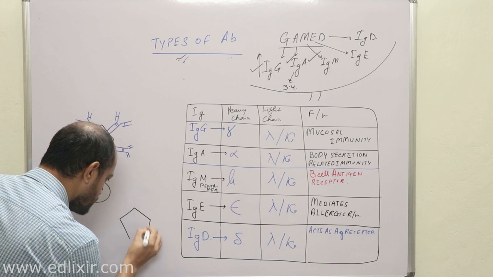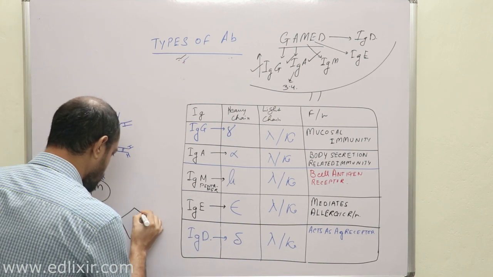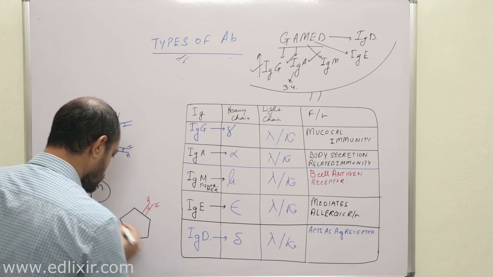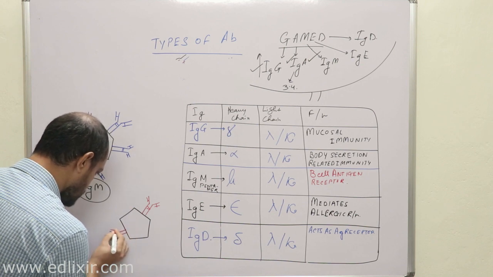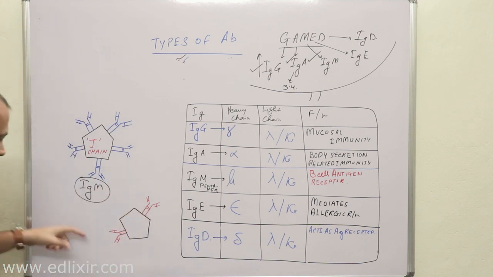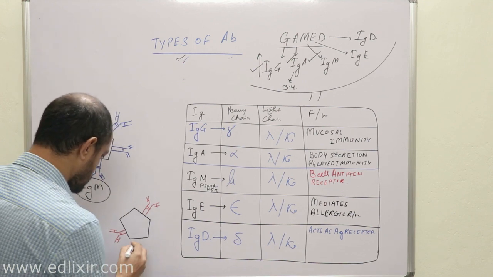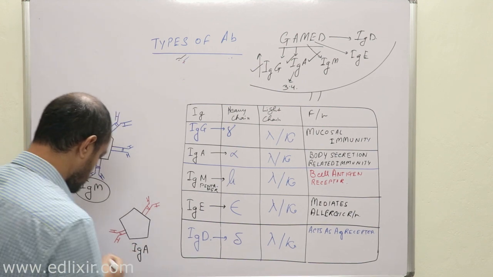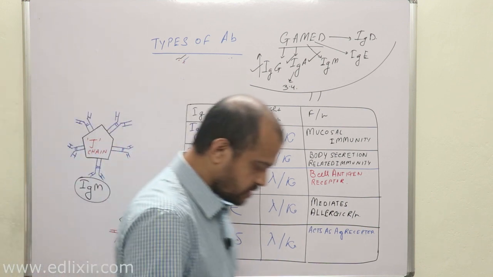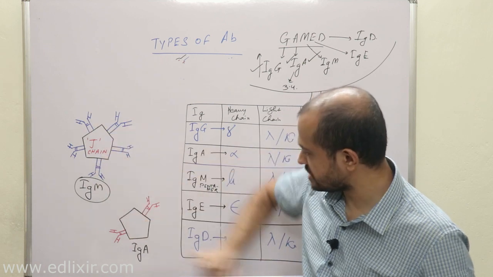It's very simple. How to draw an IgA? Clear? That's it. This is how you draw an IgA. So this is IgA, right? Clear? Now listen. So this is the J chain, and this is IgM. This is an IgA molecule.